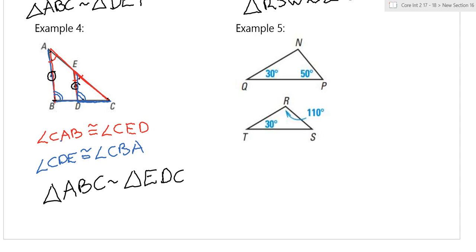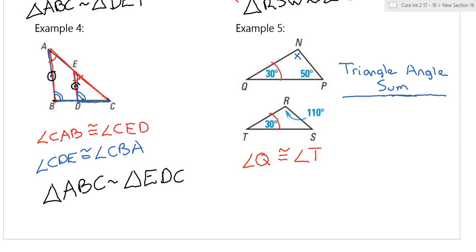All right, our last problem. Again, the first thing I see is that I have a 30-degree angle here and a 30-degree angle here. So angle Q is congruent to angle, it's not an angle symbol, let's say angle T. The next thing I know is I just have two other sets of angles, so I'm going to solve for the third one. Again, using that triangle angle sum. So I have x plus 30 plus 50 has to equal 180.